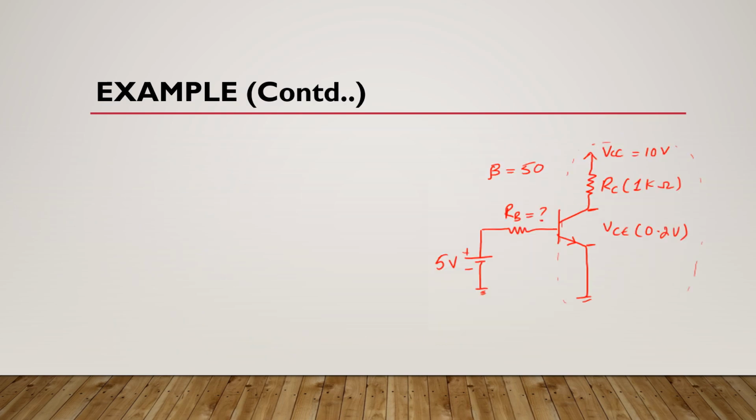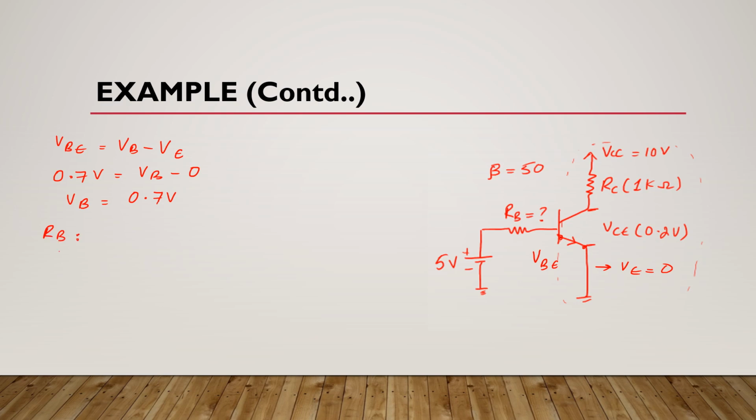Now here we know that the voltage drop between these two terminals is VBE, and VBE is equal to VB minus VE. As you can see here, this emitter terminal is grounded. It means VE is 0, and we know that VBE is 0.7 volts. So if we put these values here, we get VB is equal to 0.7 volts.